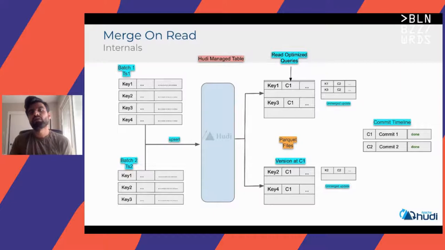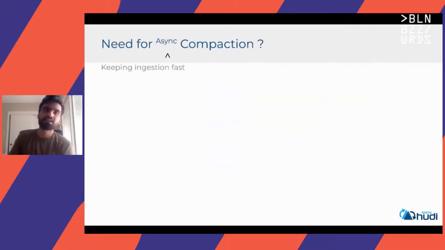But what if you wanted both? You wanted to have read optimized data with fresh data. So this is where we want to bound the query side cost of being able to merge on the fly. As we ingest, we want to keep ingesting fast. We don't want to let that go. But can we actually bound this cost? And that's where we introduced asynchronous compactions.